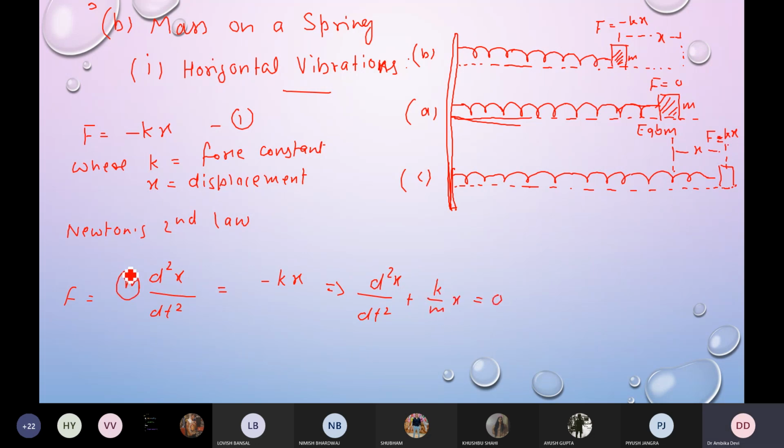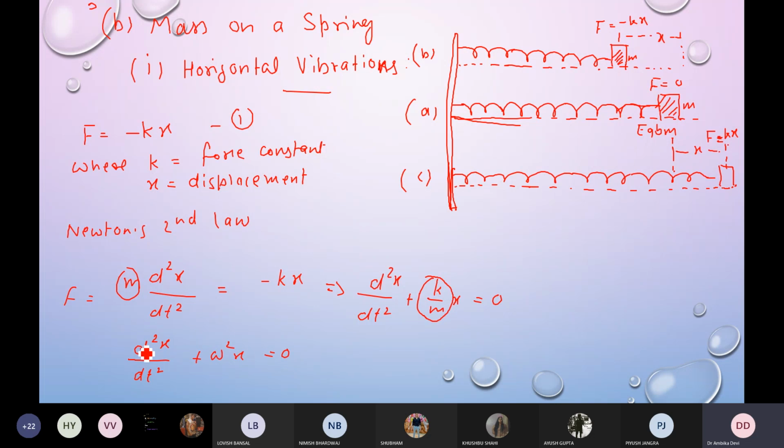We can take this m to the other side and it will become k upon m. Then we take minus k upon m into x to the left hand side, and this equation comes out here. Okay, so now we also know that k upon m is equal to omega square, right? So d2x upon dt square plus omega square x is equal to 0.